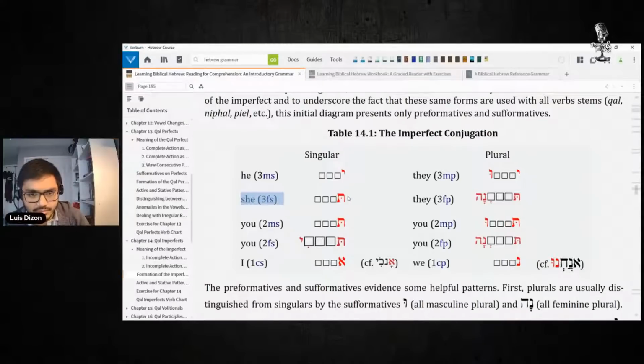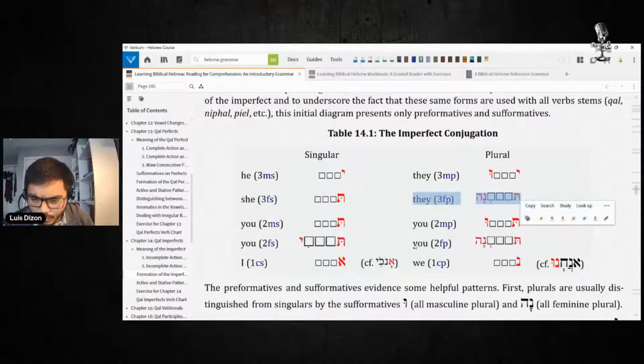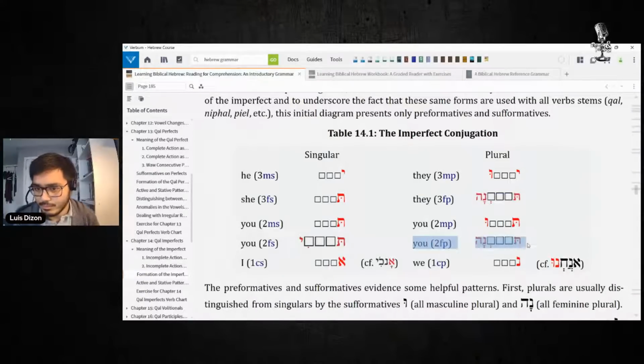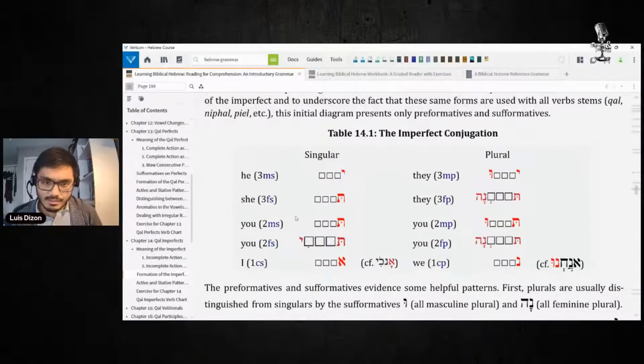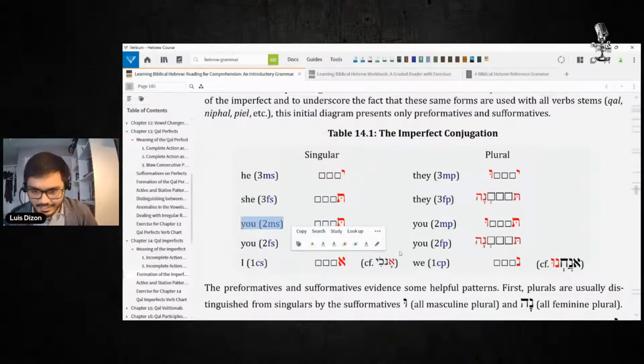For example, third person feminine singular and second person masculine singular have the exact same form. The third person feminine plural and the second person feminine plural are also the same form. Well, how can we tell them apart? Once again, context. If you run into, for example, the word tishmor or any other verb that has this form, you should be able to tell from the surrounding context whether it is she is guarding something or you are guarding something.